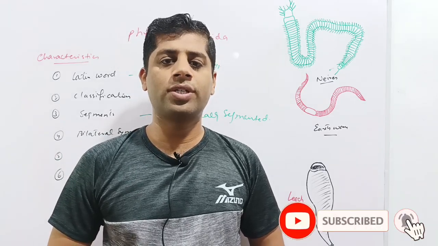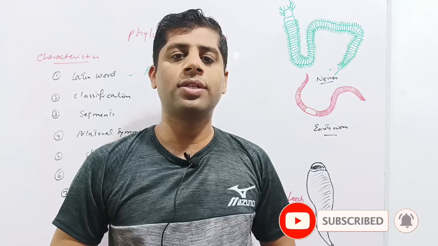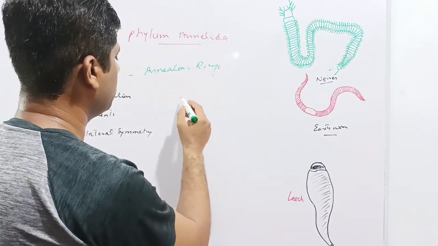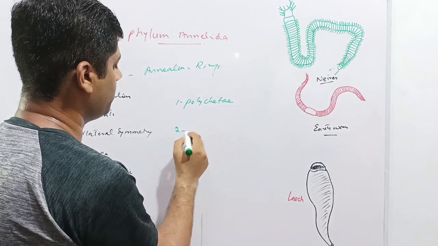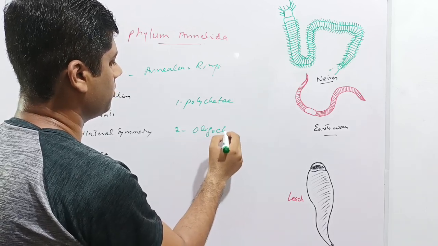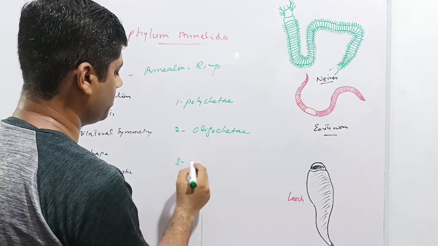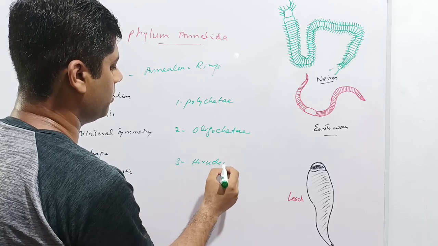Now we will discuss the classification of phylum Annelida. Phylum Annelida comprises three classes. The first one is Polychaeta, the second one is Oligochaeta, and the third one is Hirudinea.